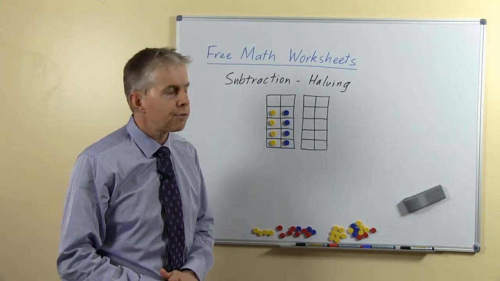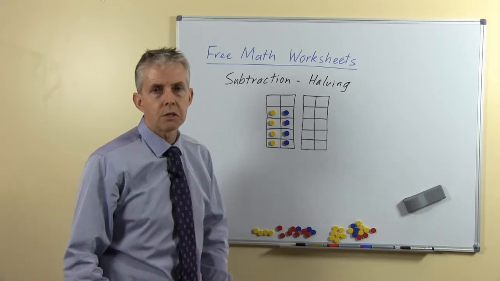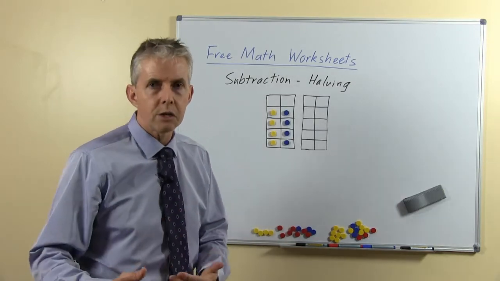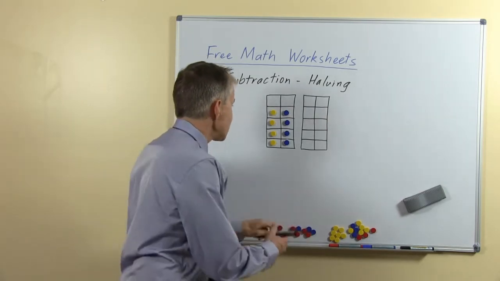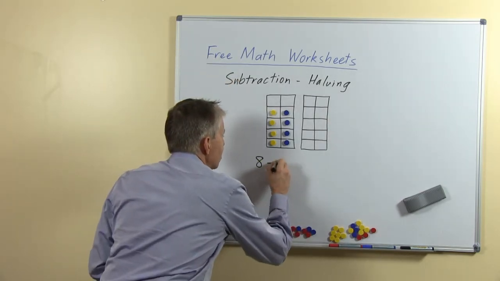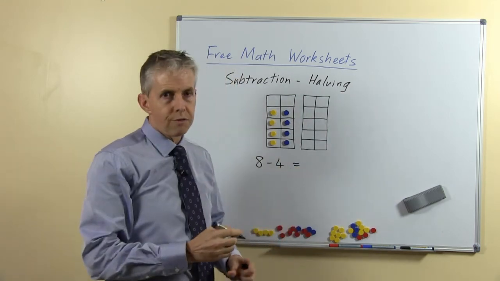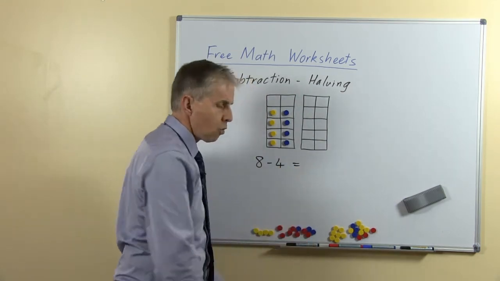Again, we can use 10 frames, and again we're having our students use their skills of subitization, or recognizing what the number is without actually counting them. So here's our example where we have 8, and we're going to say, what do you have if you take away 4? And of course the answer is 4.